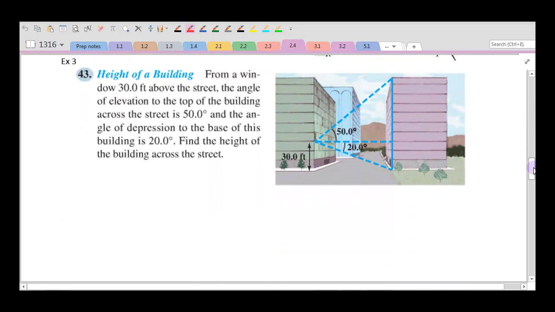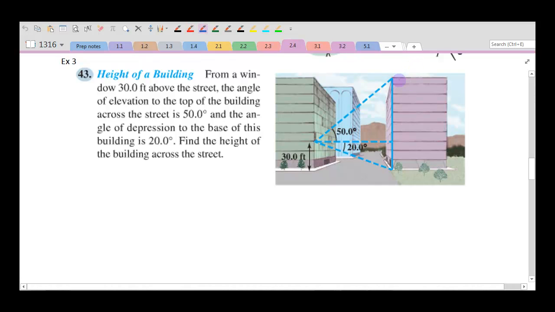We'll jump in with this first example right here. This example is saying we have some window that is 30 feet above the street, and there's an angle of elevation to the top of the building, which is 50 degrees, but there's also an angle of depression to the base of the building that's 20 degrees. And this diagram over here is showing two right triangles with their angle amounts. We're asked to find the total height of this building.